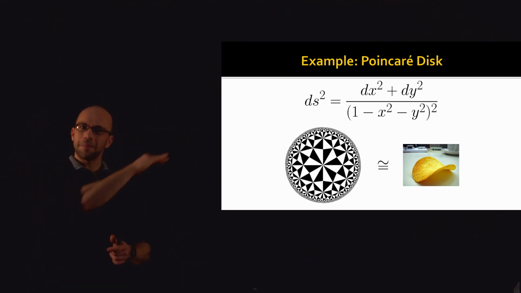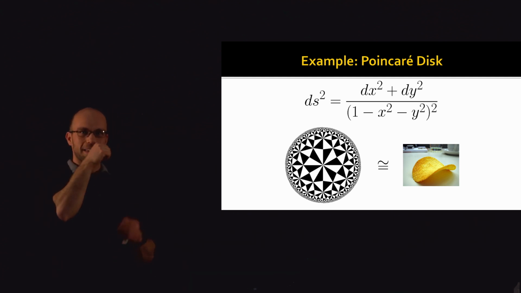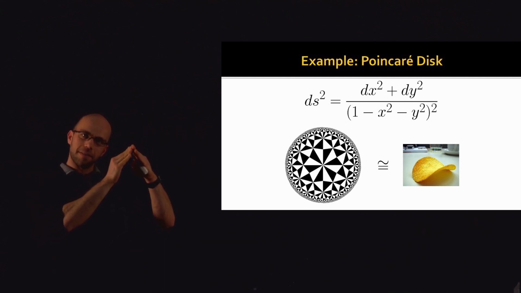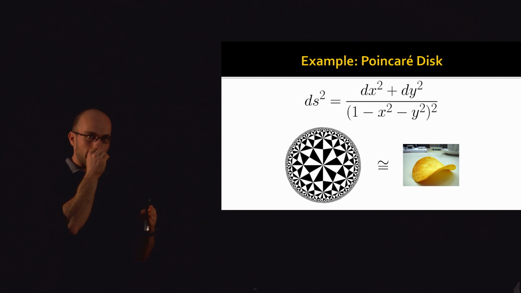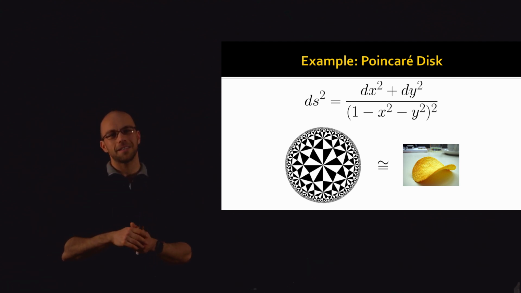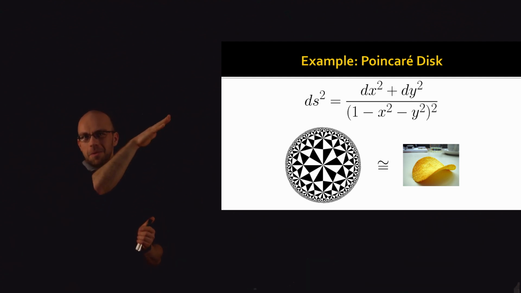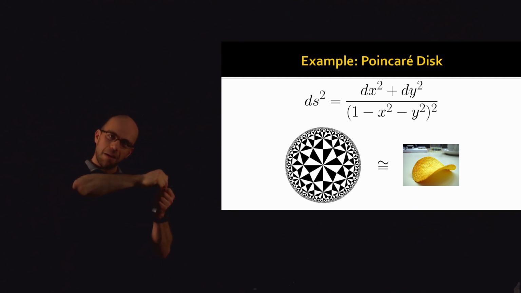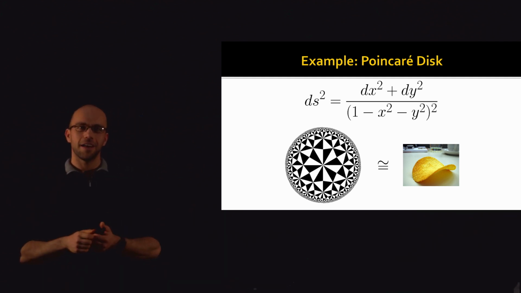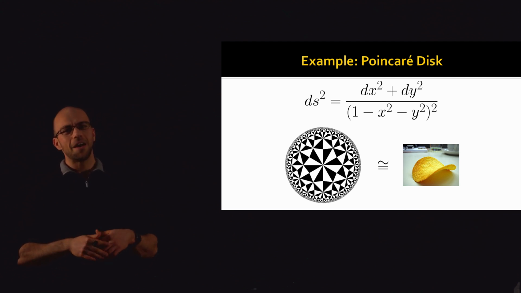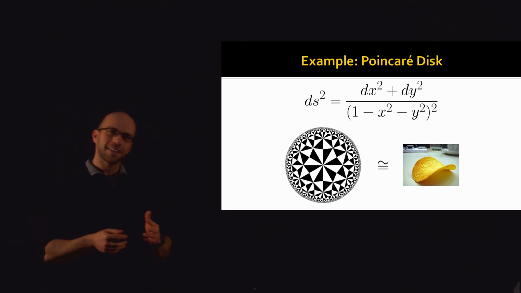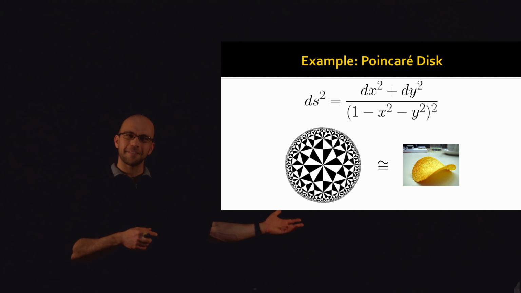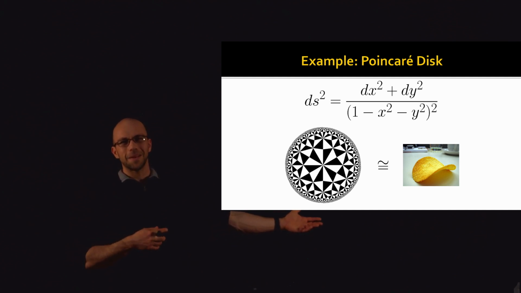So if you think about that denominator here, as x and y get close to the outside of the disk, 1 minus x squared minus y squared gets close to 0. So I'm dividing by a small number. In other words, I amplify the metric as I go farther and farther out on the disk. Now, why would I want to do that? Well, in effect, this is a model for a hyperbolic surface, even though I've drawn it flat in the plane.